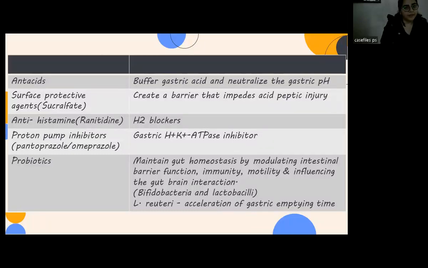Then the most commonly used modality is the use of PPIs such as pantoprazole and omeprazole, which inhibit the potassium and hydrogen ATPase, and the antihistaminic drugs such as ranitidine, which are H2 blockers. PPIs are the most commonly used medical management in patients with GERD. Probiotics also have some role as they can maintain the gut homeostasis by modulating the intestinal barrier function, improve the immunity, improve the gut motility, and influence the gut-brain interaction.